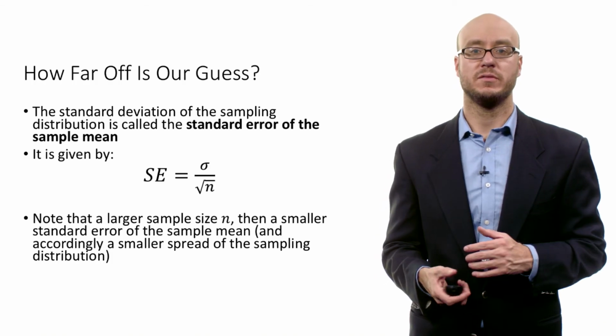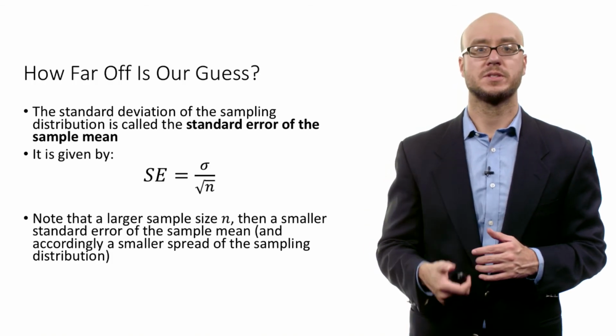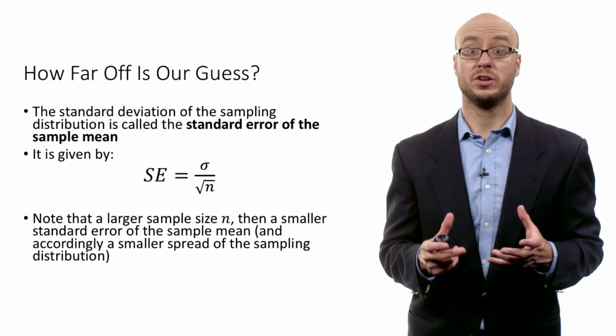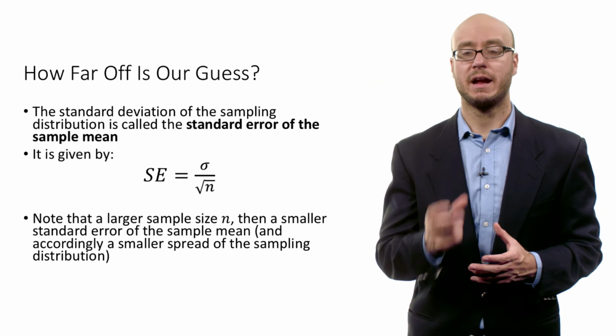The standard error of the sample mean depends on two values. It depends on the population standard deviation, which you actually can't control based on the sample size. It's just a fact of nature. But the smaller that population standard deviation, the smaller the standard error of the sample mean, the smaller the standard deviation of the sampling distribution. But what we do have control over is the sample size. For a given population standard deviation, the larger that sample size, the smaller the standard deviation of the sampling distribution. Or to put it another way, the smaller the standard error of the sample mean.